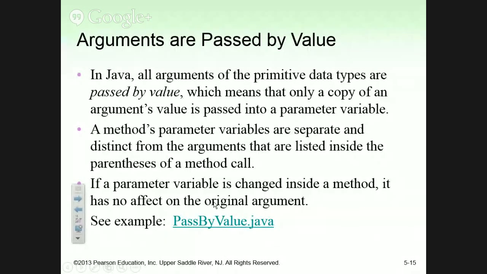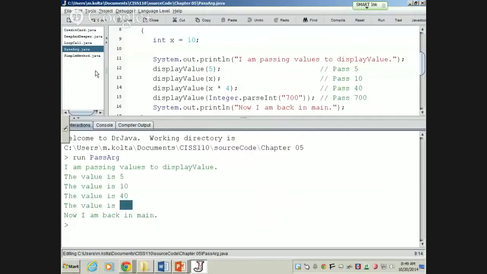Arguments in Java are passed by value, which means that it's only the value of the variable that gets passed into the method, not the address, generally speaking. There is another paradigm called pass by reference, which is actually very common in other languages, but is not, at least in any straightforward way, supported by Java. So let's look at this passByValue.java example.